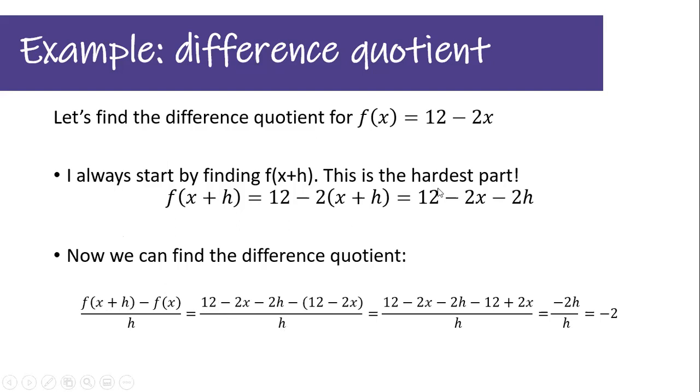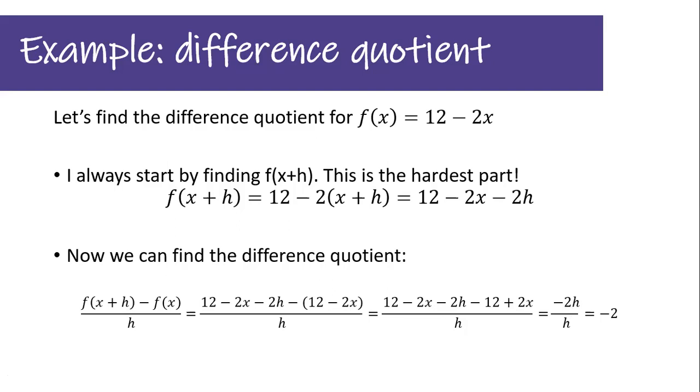We'll have f of x plus h, so 12 minus 2x minus 2h from up here, and then minus f of x, so minus our original 12 minus 2x. The trickiest part here is to always distribute that negative. So now we have 12 minus 2x minus 2h minus 12 plus 2x. Notice here, 12 and minus 12 cancel out. Negative 2x and plus 2x cancel out. So all we're left with is negative 2h over h. Those h's cancel, and our difference quotient is simply negative 2.